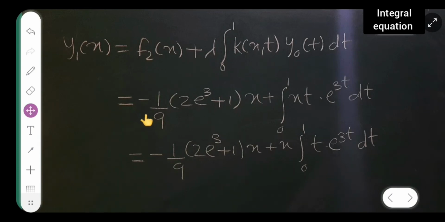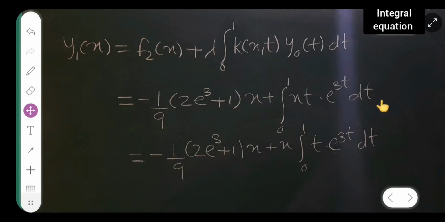Now this is equal to e raised to power of 3t dt. This is equal to minus 1 upon 9 into (2e raised to power of 3 plus 1) into x, as it is, plus x. I have taken this out from the integral because I am integrating with respect to t. So that x I have taken out from the integral. Now, integral from 0 to 1 of t e raised to power of 3t dt.